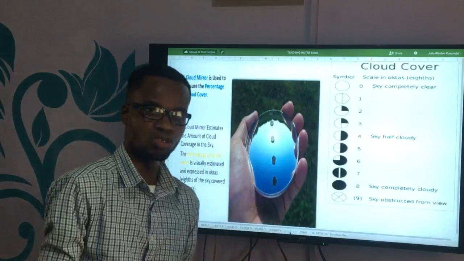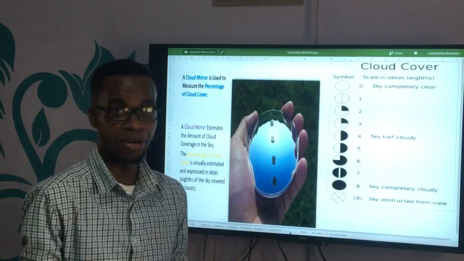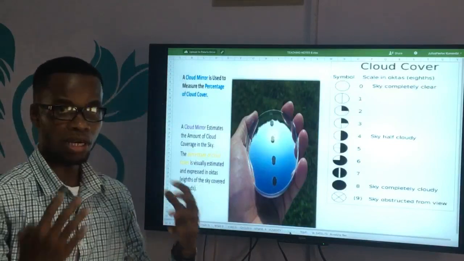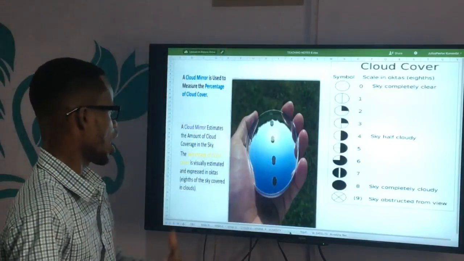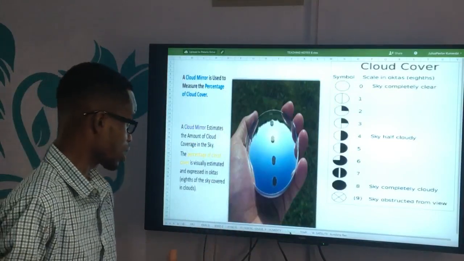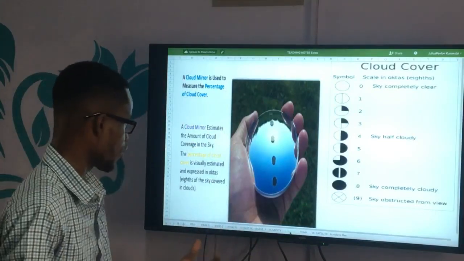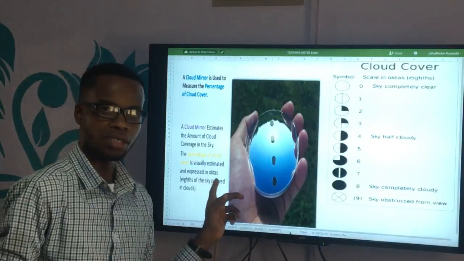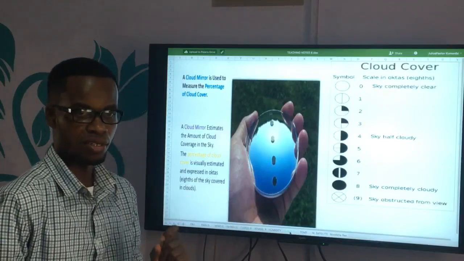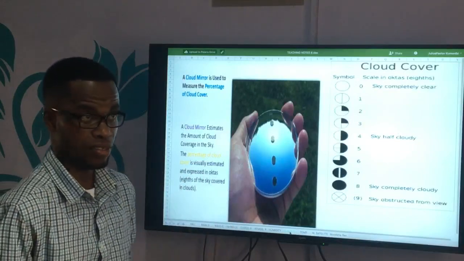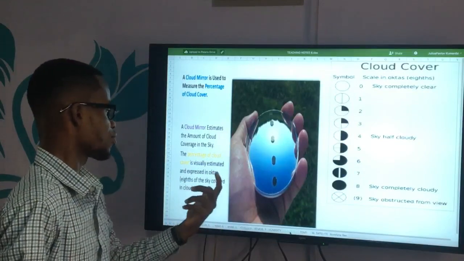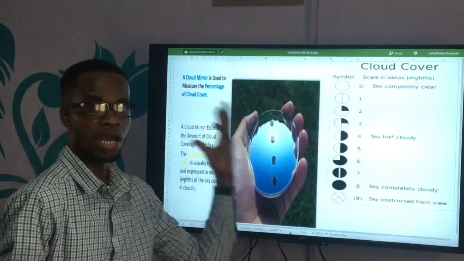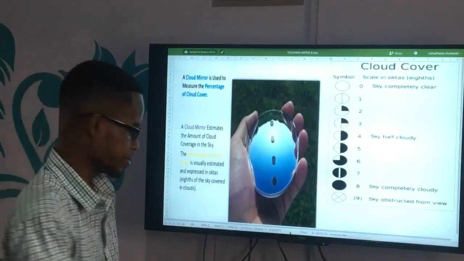So the main instrument used for that is a cloud mirror. The cloud mirror is used to measure the percentage of cloud cover. A cloud mirror estimates the amount of cloud coverage in the sky. The percentage of cloud cover is visually estimated and expressed in oktas. So oktas are the basic units. Take note of these things for your objective tests. That is the eighths of the sky covered in cloud, measured in 8 oktas, that's the unit. And the instrument is a cloud mirror.